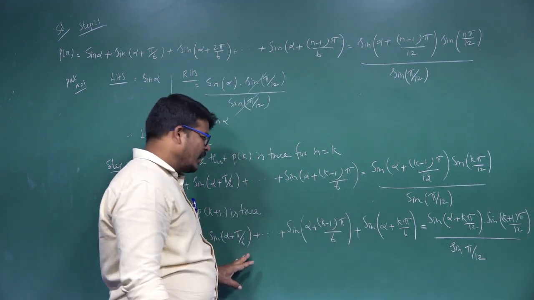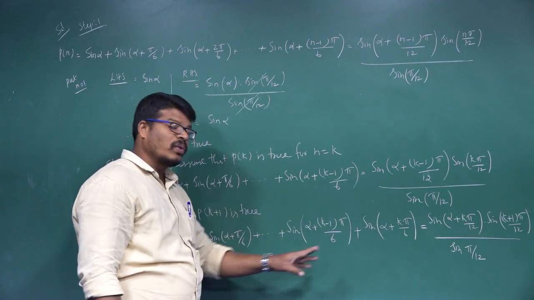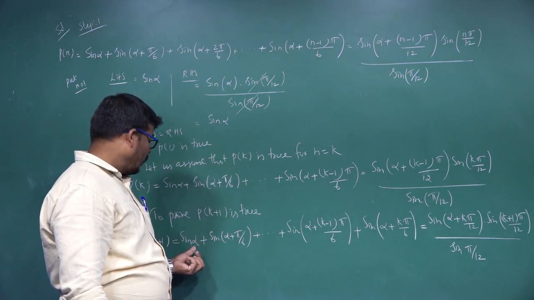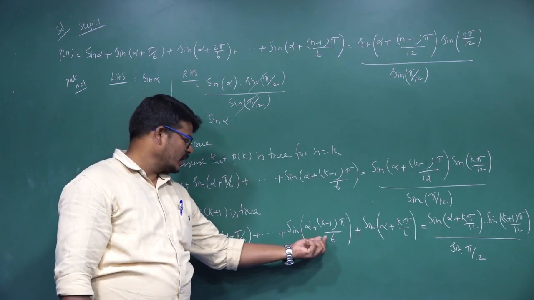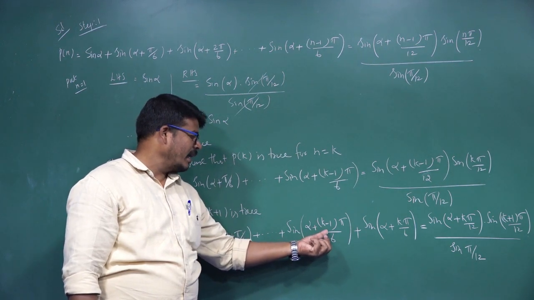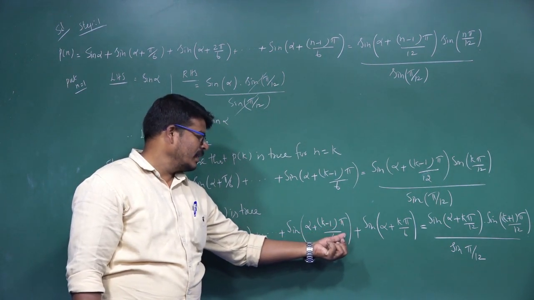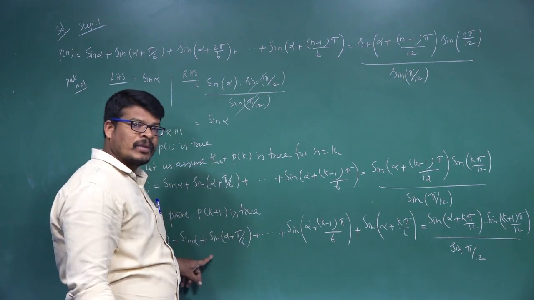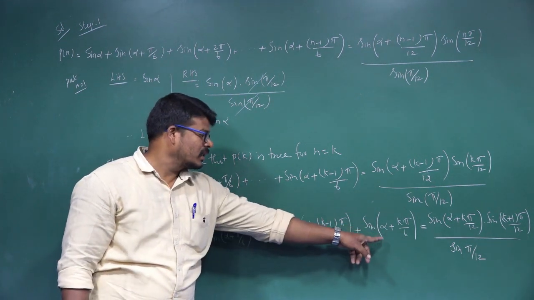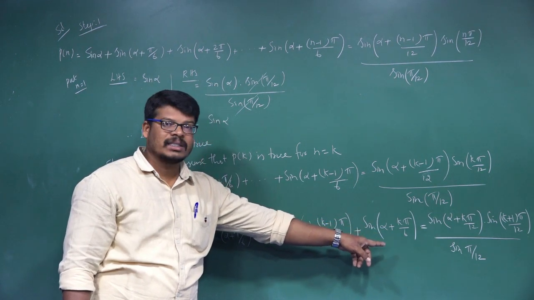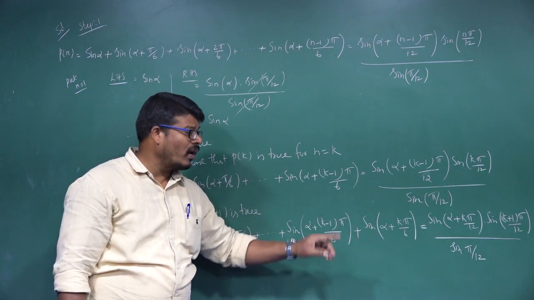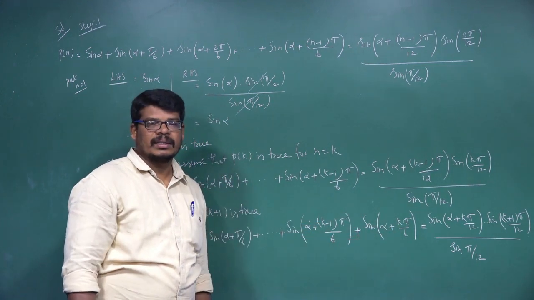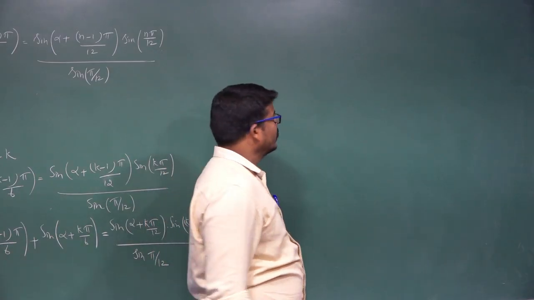To prove LHS equal to RHS, take LHS, which is this one: sin of (alpha plus pi by 6) and so on, sin of (alpha plus (k minus 1) pi by 6). Now consider the value P of k, P of k plus sin of (alpha plus k pi by 6). That is the LHS. To prove RHS is this one. To prove LHS equal to RHS.